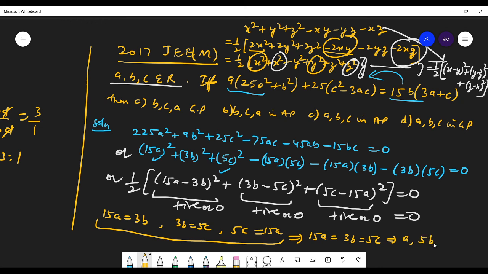So you get A equals, dividing with the LCM 15, you get A by 1, B by 5, and C by 3, right? And that's equal to K, let it be equal to K. So A will be K, what is B, 5K, and what is C, 3K.